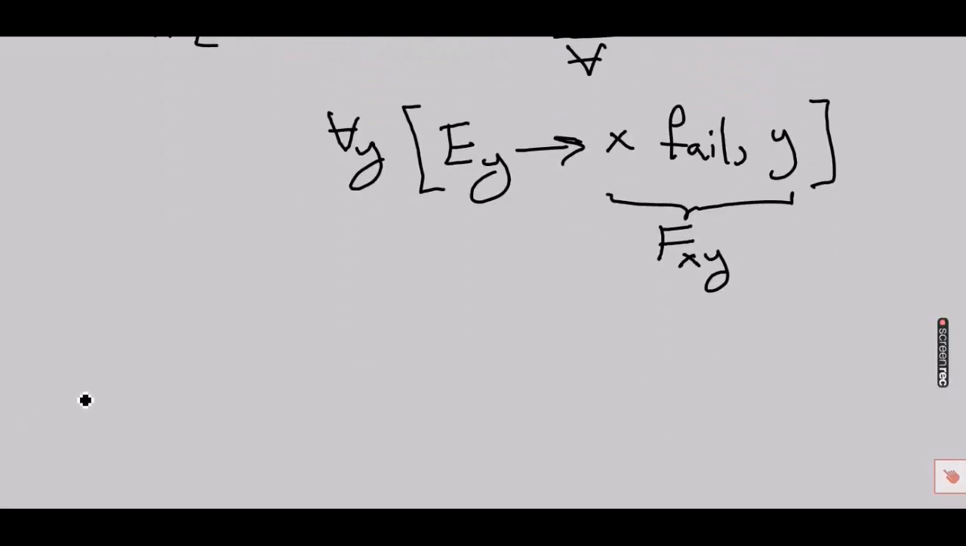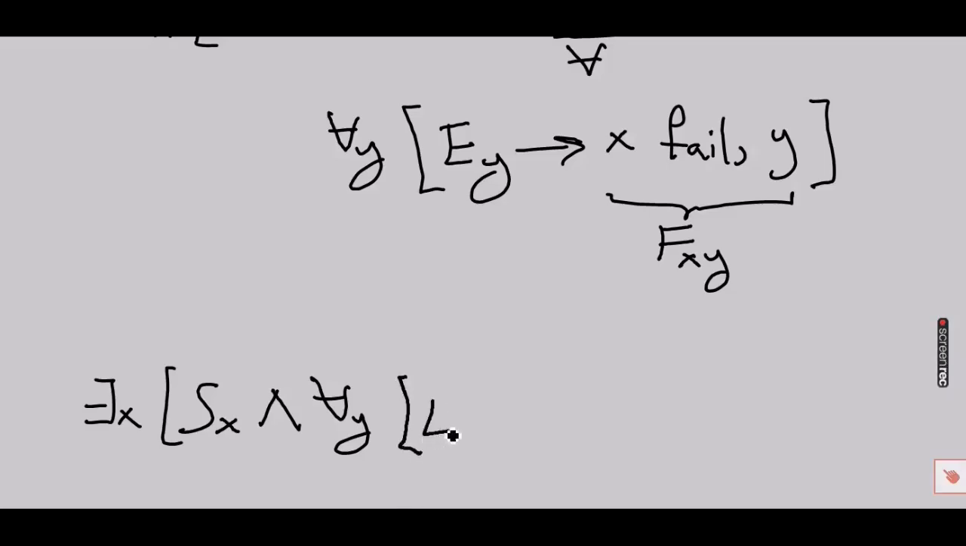Putting everything back into the main formula, we get this. There is some X such that X is a student, and for all Y, if Y is an exam, then X fails Y.